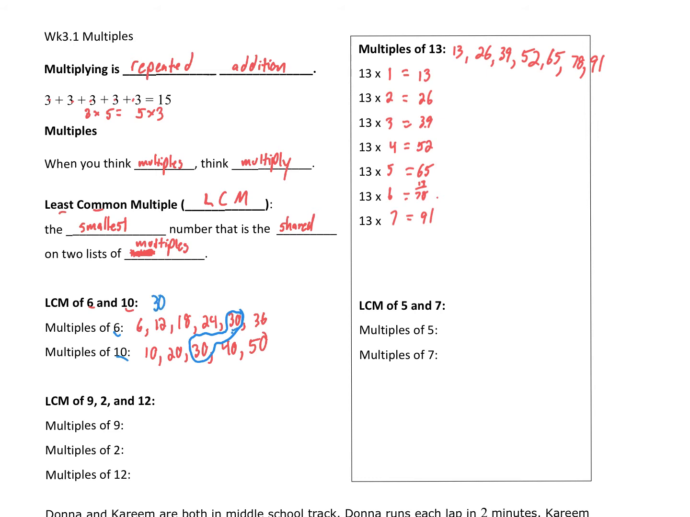Okay. If we just wanted to find a common multiple, well, the easiest way to do that would just be to multiply 6 times 10. 6 times 10 is 60. That's in common with both of them, but that's not the least. 30 is smaller than that.